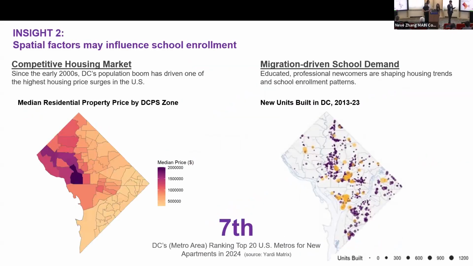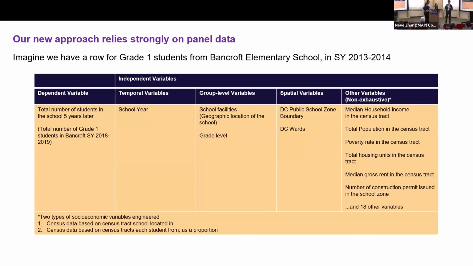The second insight is the presence of spatial factors which could reasonably influence school enrollment. The movement of professionals into DC has driven a housing boom in DC, as shown by the large number of newly constructed units in this diagram. This could influence the demand for school among families and thus student enrollment numbers. We then selected these variables for our modeling.